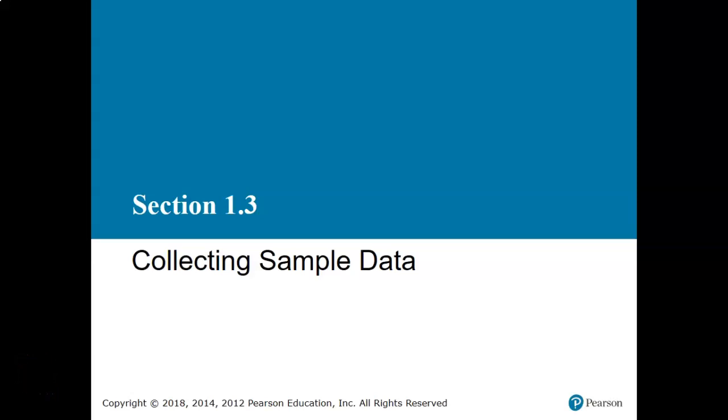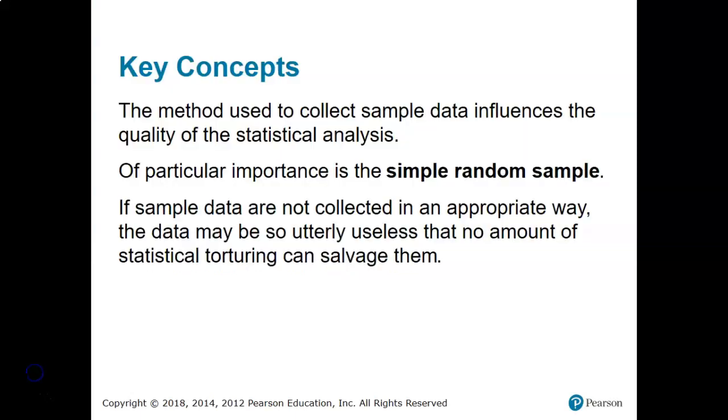Okay, today we'll be looking at section 1.3, collecting sample data. Some of the key concepts here are that the method used to collect sample data influences the quality of the statistical analysis. So it's really important that we collect our sample data in a way that's not going to create a bias and that can allow us to do quality statistical analysis. And one particularly important way to gather our sample is as a simple random sample that we'll talk about later.